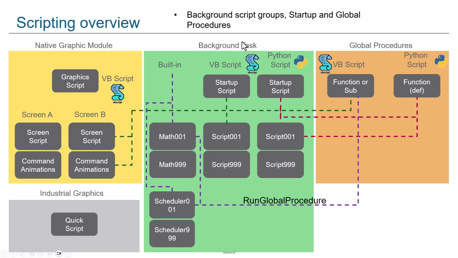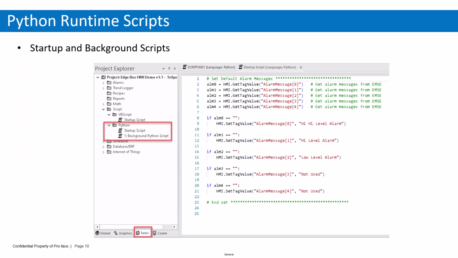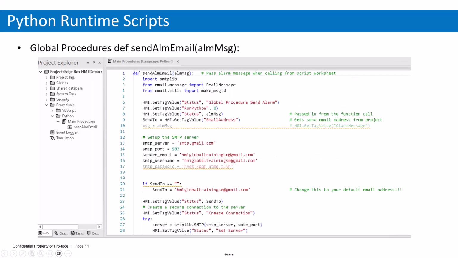Background task, startup script in Python, and then script 1 through script 999. Nothing in the graphic modules for Python. And also notice that Python can only call Python today. Okay. Again, showing a little bit more here. Here's the startup and background scripts part that we talked about. Okay. Global procedures. This is the define.